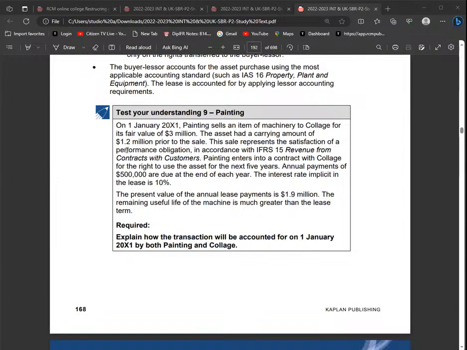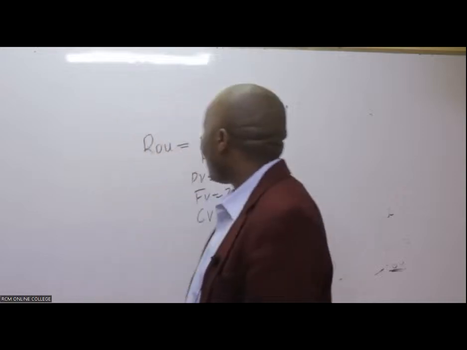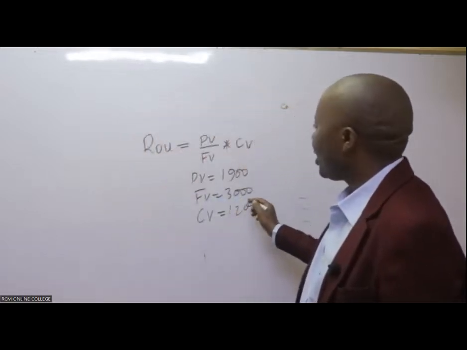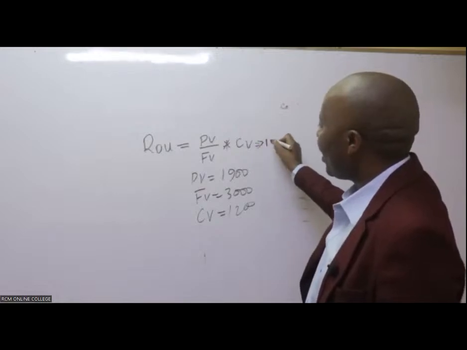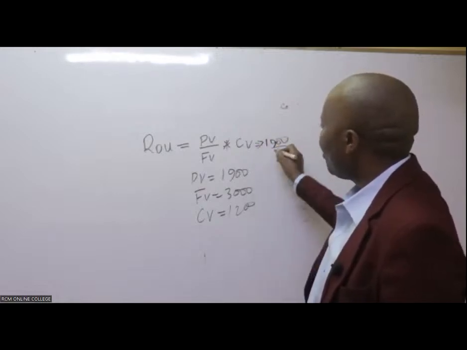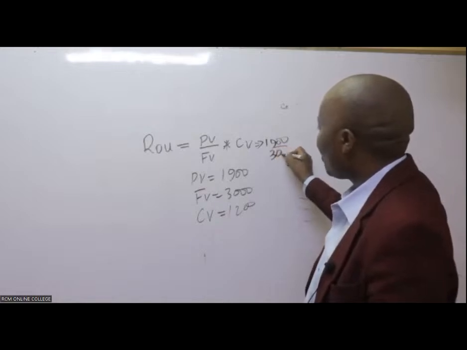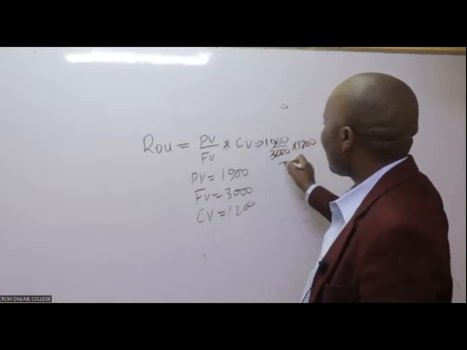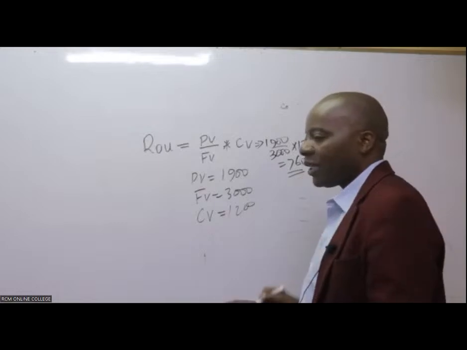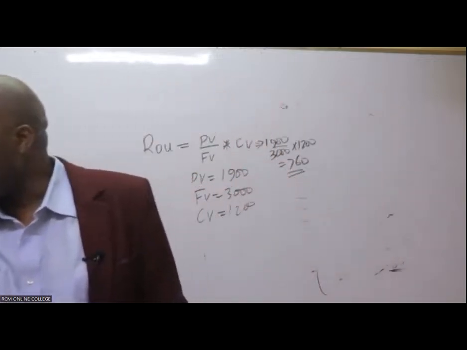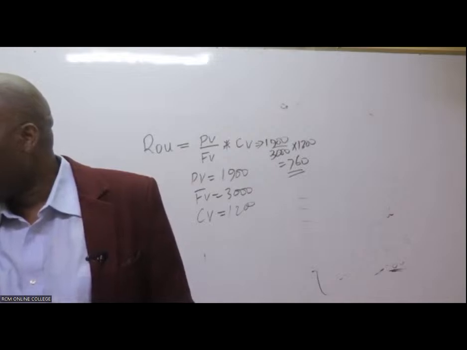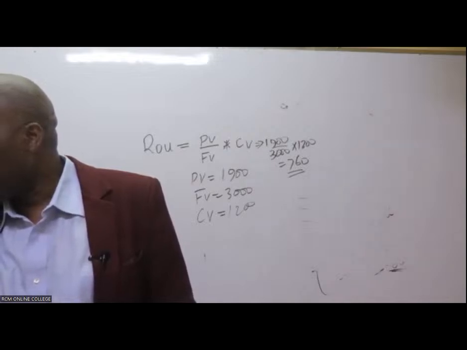And you can see that the carrying amount is 1200. I'm cutting 3 zeros. So this is what we need to get that 760. The present value is given, 1900, over fair value, 3000, times this 1200. That's how we got this 760. I hope I've answered your question.